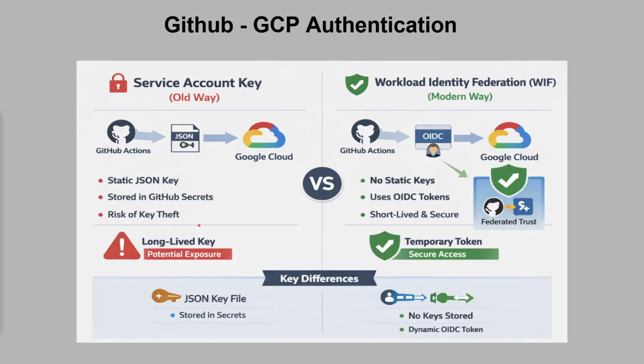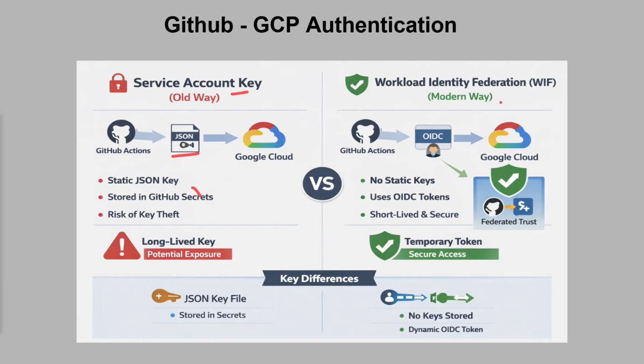In this diagram, we compare two ways to authenticate GitHub Actions with Google Cloud. On the left side, service account key. We already used this in our last video. First, we created a service account and then downloaded a JSON key file. Next, we stored the key content in GitHub secrets for GCP authentication. The problem is the key is long-lived. If it gets exposed, anyone can use it, which creates a serious security risk.